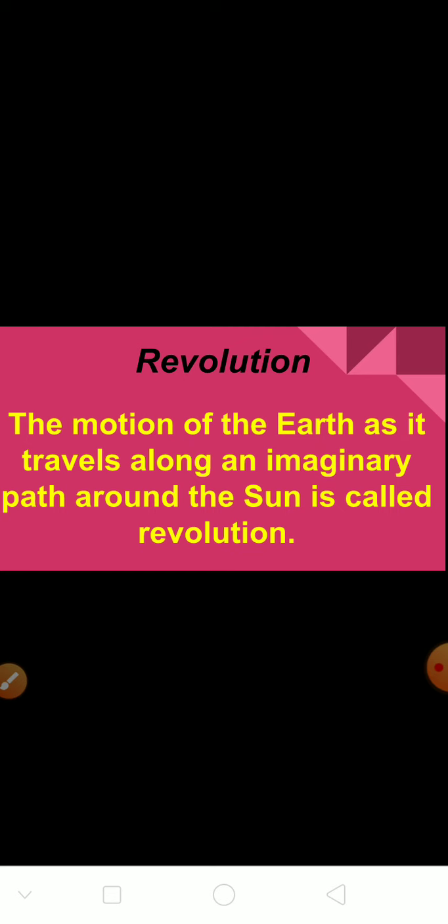So let us now talk about revolution. The motion of the earth as it travels along an imaginary path around the sun is called revolution. Okay, so the motion of the earth that travels along an imaginary path around the sun is called what? Revolution. One complete revolution of the earth around the sun takes 365 days and 6 hours.